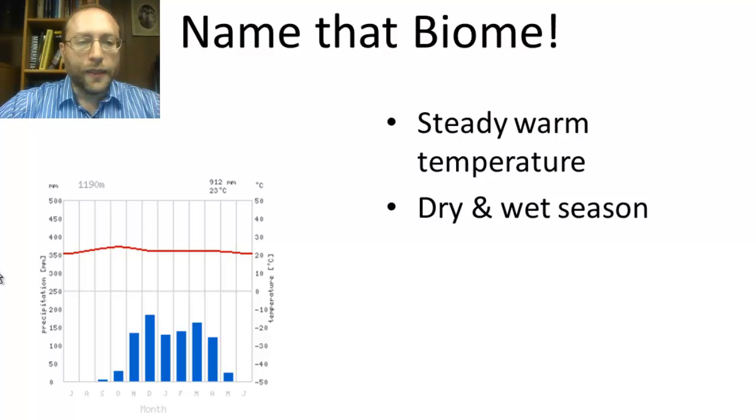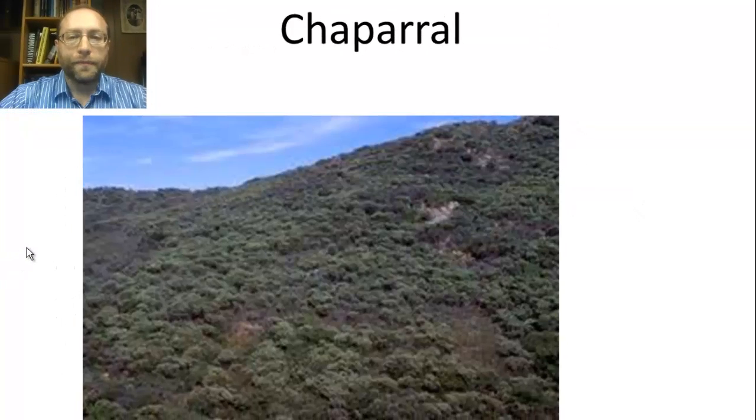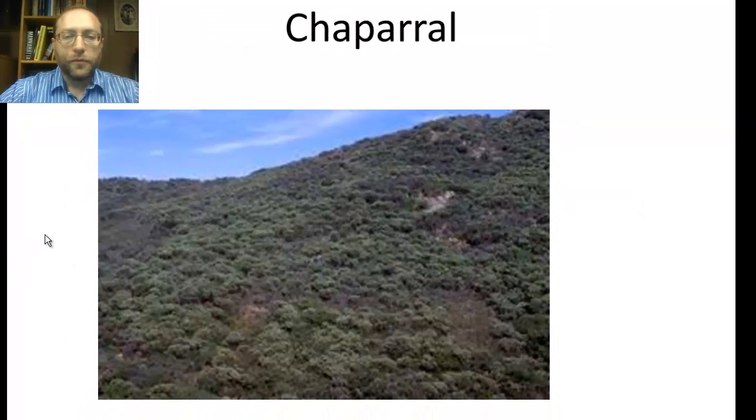Okay, and next biome. Now, if you look at this temperature here, you see the temperature stays very steady throughout the whole year. So there's really no seasonal fluctuation at all. And it's pretty warm, but not too warm. And then when we look at the precipitation, we've got a definite rainy season where it rains quite a bit, and a dry season where it doesn't rain at all. What biome is that? Chaparral, which is basically what you have like in Los Angeles, or also in the Mediterranean region.